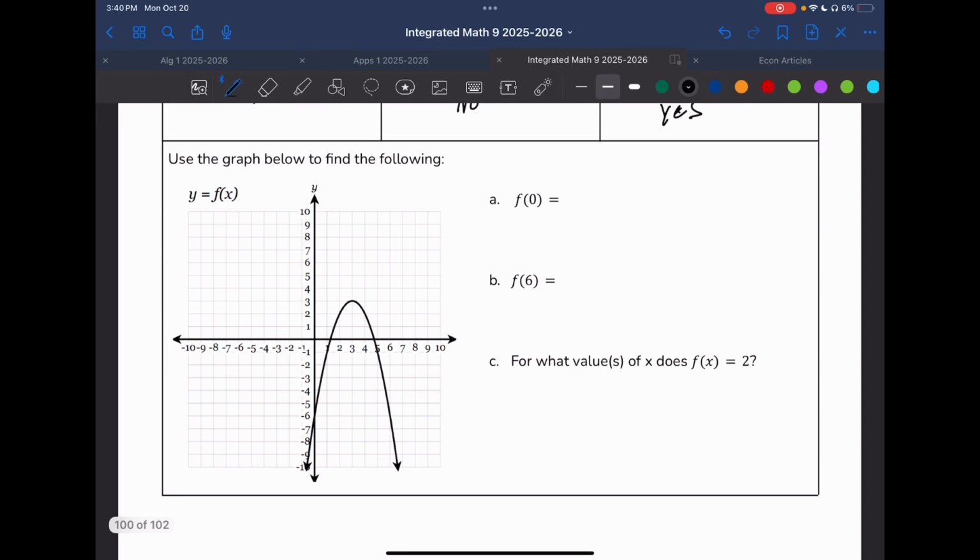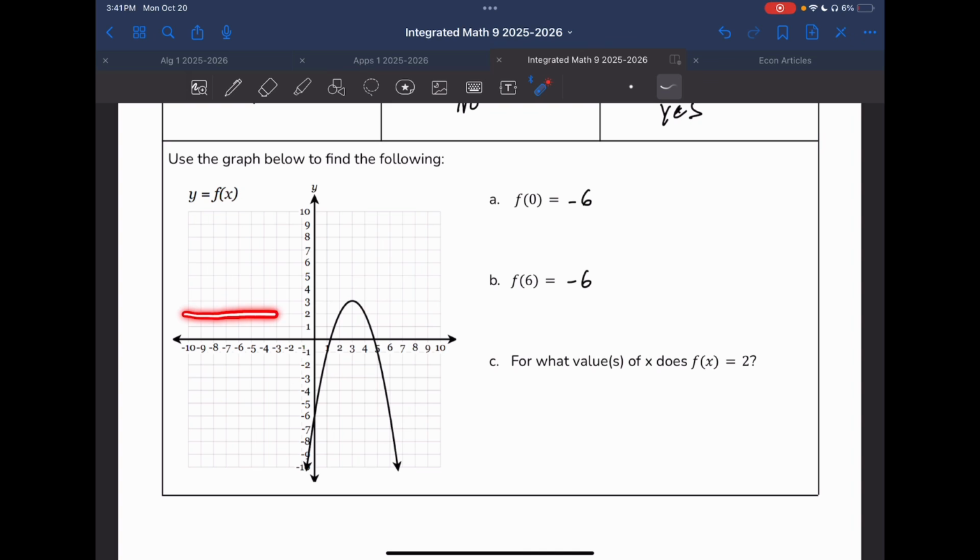Okay. I want to read values from the graph. So what is f of 0? Well, that's saying when x is 0, so when we're on the y-axis, what is the value of my function? So f of 0 is -6. This is saying when we're at 6, what's the value of the function? Well, that's also -6.